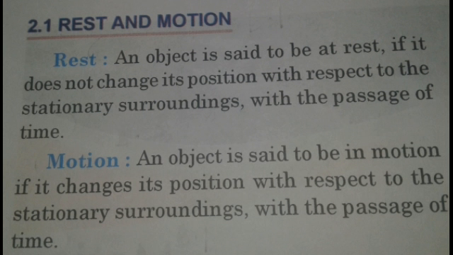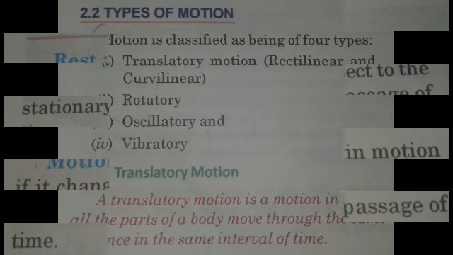मोशन. An object is said to be in motion if it changes its position with respect to the stationary surroundings with the passage of time. जब एक ऑब्जेक्ट बाकी सराउंडिंग्स के रिस्पेक्ट में अपनी पोजीशन टाइम टू टाइम चेंज करता रहता है, तब हम उस ऑब्जेक्ट को कहते हैं कि वो मोशन पे है.